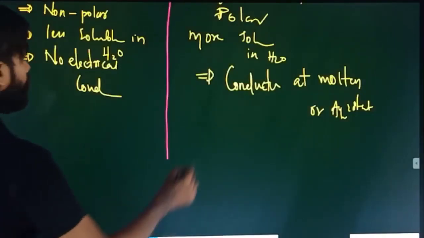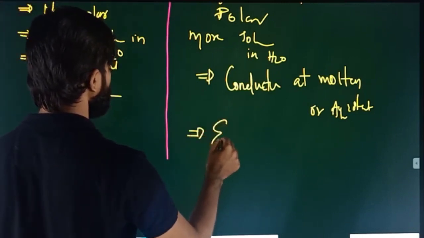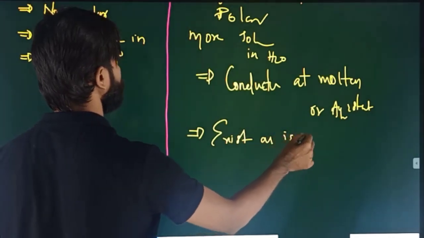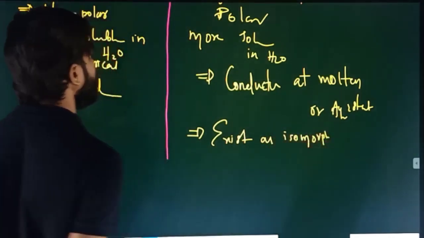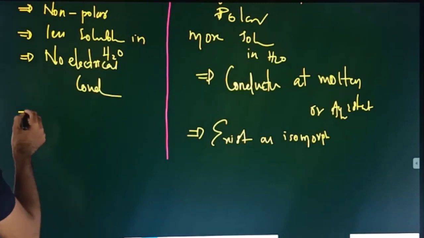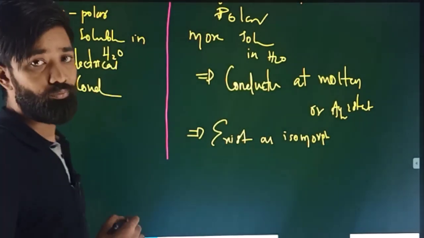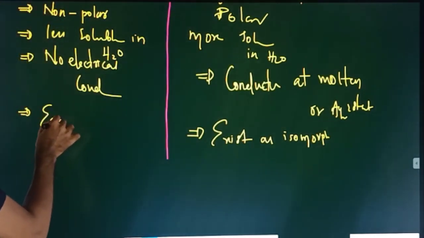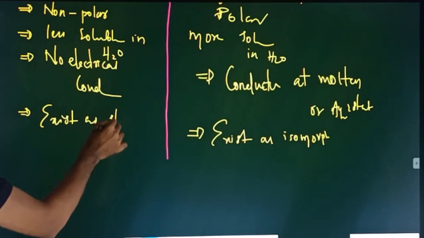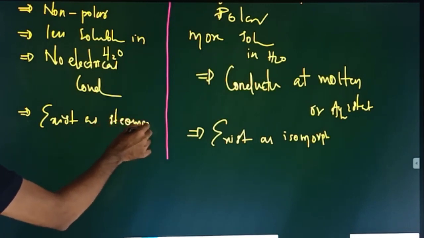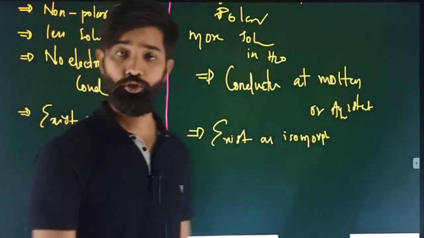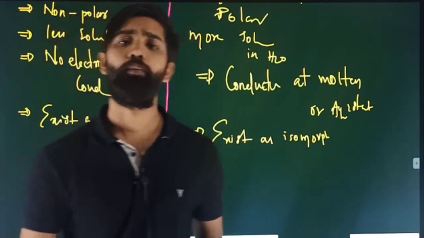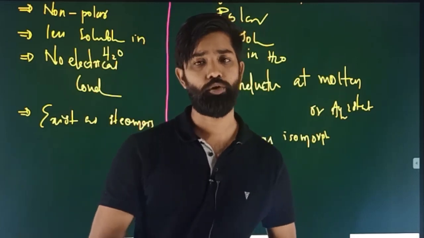Ionic compounds exist as isomorphs, different crystals with a similar composition, but covalent compounds can exist as different stereoisomers. These are all the main differences. So that's all about your chapter. Now your chapter is over.